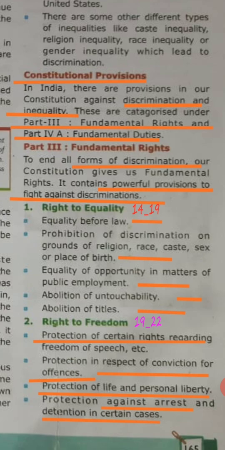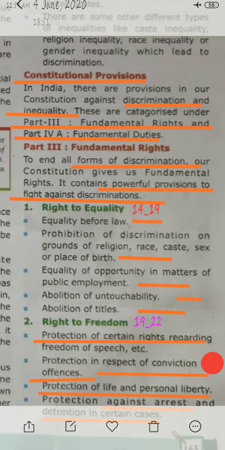Abolition of untouchability. Like we have discussed the caste system in Hinduism, there is the concept of untouchability, that the lower castes are not touched by the upper castes. They are not allowed to enter the religious places of the upper castes. They are not allowed in the social gatherings or the festivals of the upper castes. So to protect them, there is the abolition of untouchability. The constitution has provided us this article, that's Article 17.